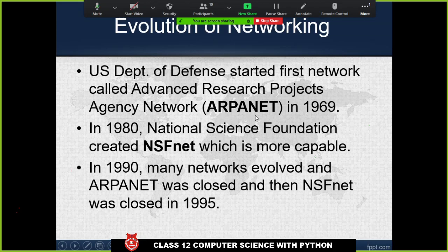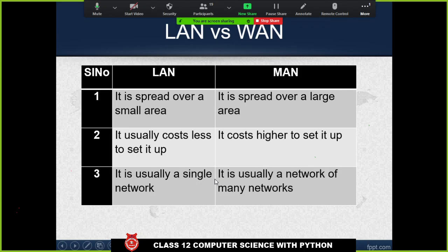So please try to remember the full form. ARPANET means Advanced Research Project Agency Network for your exam.